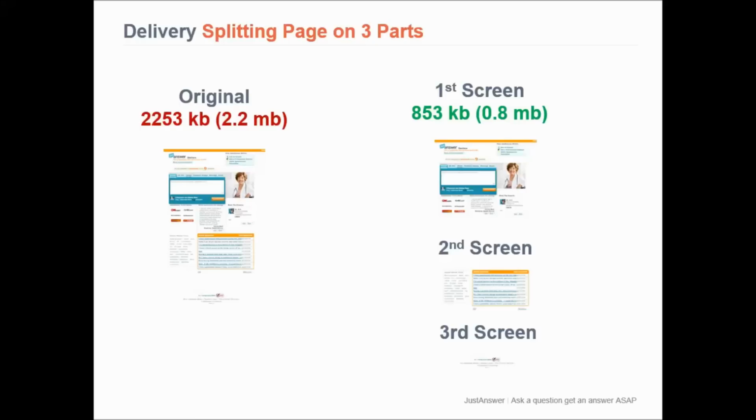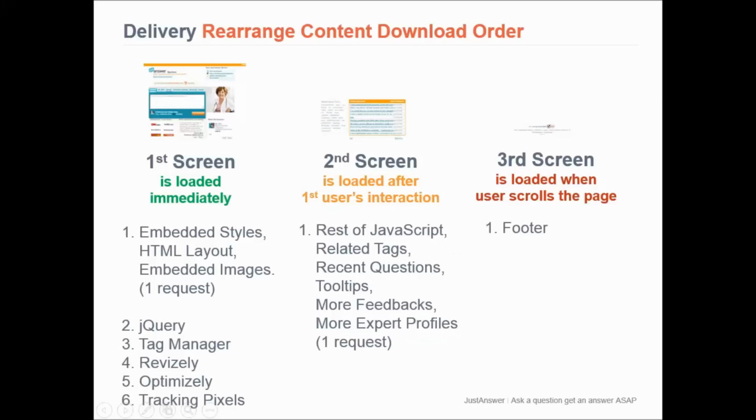So I have split our SIP page into 3 different parts. The first screen is loaded immediately. It has all styles and HTML layout with embedded images. All those things are located in the HTML code of the page, so the browser doesn't make any extra request to get that content, and the content is displayed almost immediately. After that, the browser is loading jQuery, Tag Manager, Revisely, Optimizely, and tracking pixels. All those things are important for us, but I have moved them below the first screen to display content first, and only after that do some manipulation and report data.